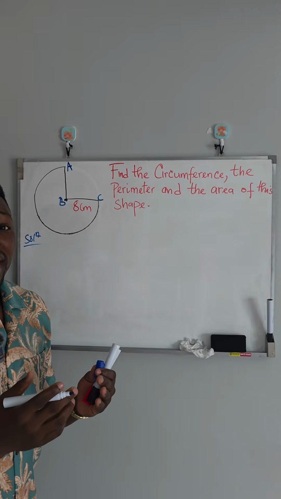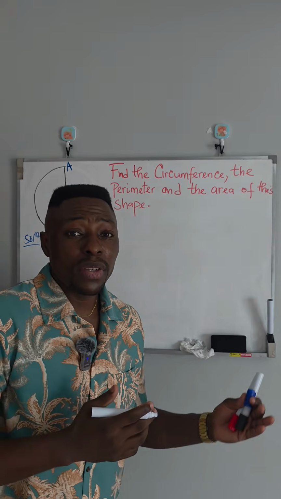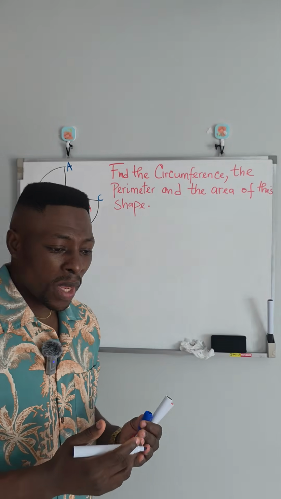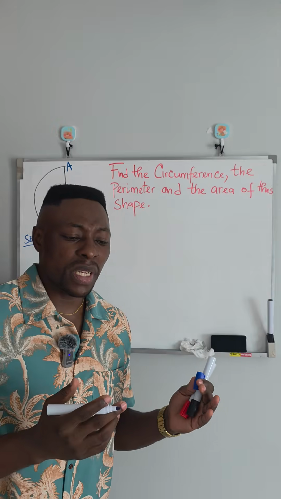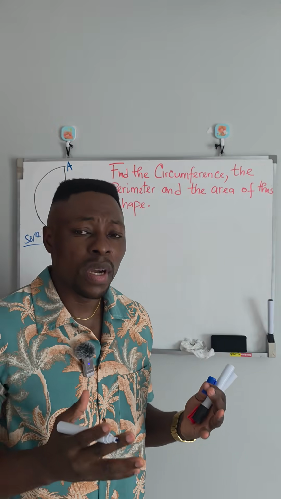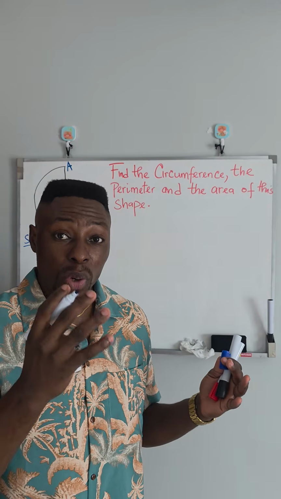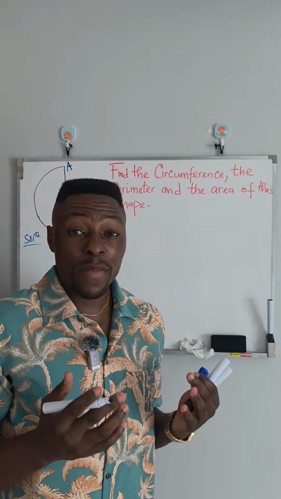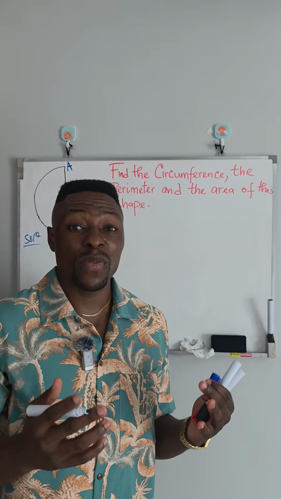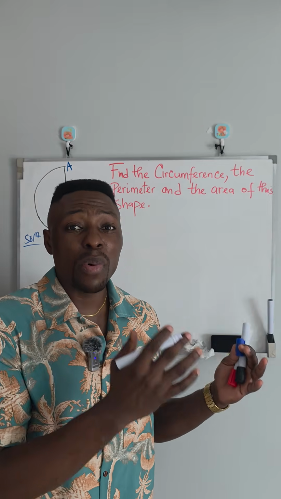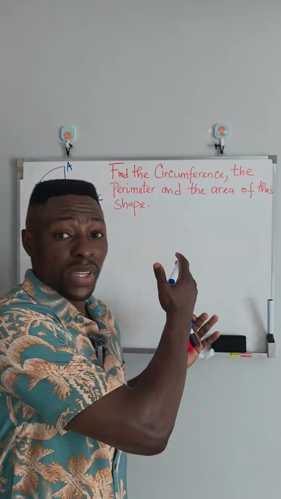This is more or less 3/4 of a full circle. And this is not very familiar to us because there's no specific formula for calculating the circumference of 3/4 of a circle. However, what we know is the circumference for a full circle. And this is what we're going to use to calculate the circumference of this shape.